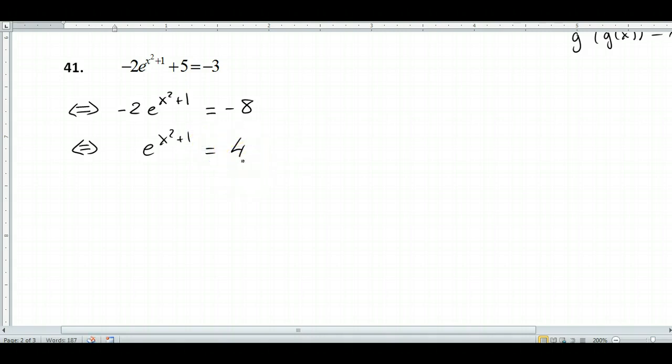Here you can look at it in two ways. You can apply ln on both sides. That's one way. I'll do it right here. It's the same in both cases, right? Here, let me do it here. You can apply ln on both sides.